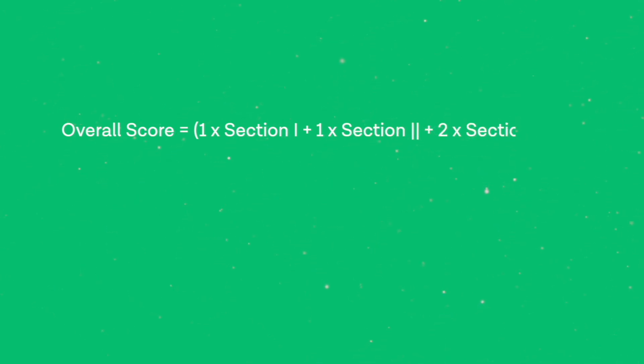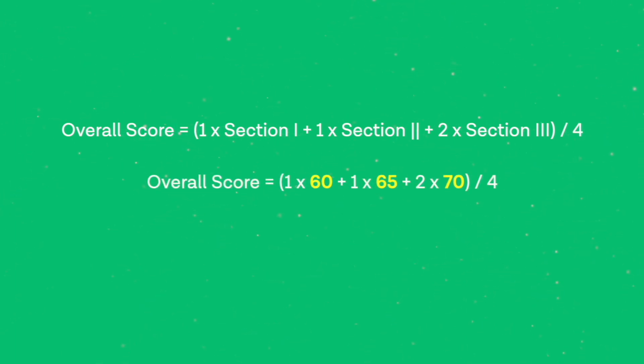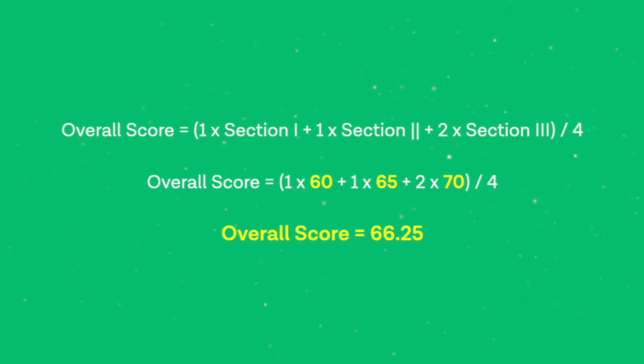Your overall score would be your Section 1 mark plus your Section 2 mark plus 2 times your Section 3 mark, and all of that would be divided by 4. So, for example, if you scored 60 in Section 1, 65 in Section 2, and 70 in Section 3, your overall score would be 66.25, according to that formula. Your final score is typically rounded to the nearest whole number, so in this case, your total score would be 66.